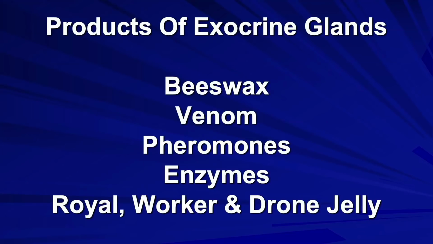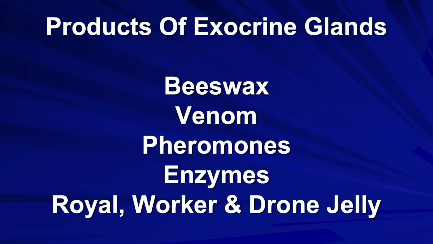We have beeswax, we have venom, we have pheromones, and as we indicated to you yesterday, over 50 different chemical substances have been isolated from the brood, the workers, and the queens. We also have the production of enzymes, which are involved in the processing or ripening of honey. And we also have the production of royal jelly, worker jelly, and drone jelly.